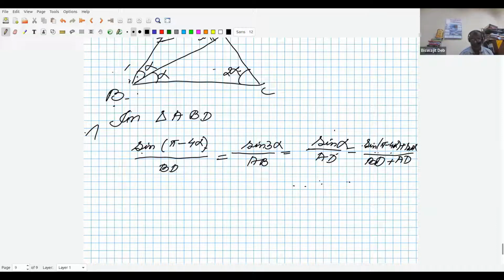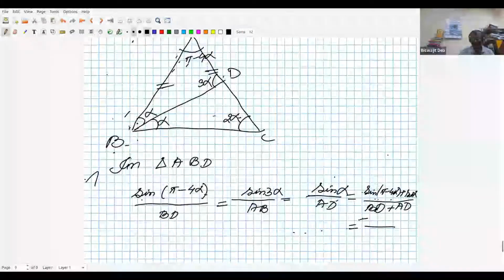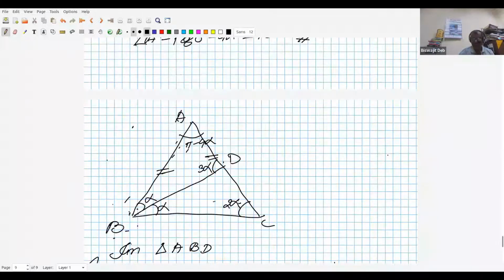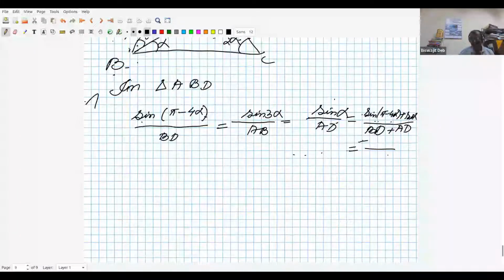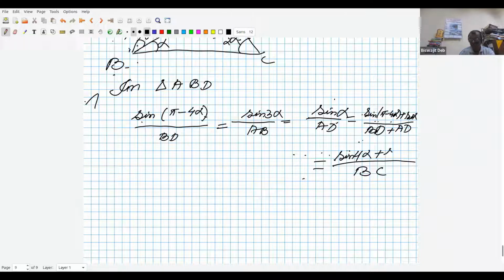And that gives you, what is BD plus AD? It is given, you see in the problem, what is BD plus AD given to be? BC, right? So we get it to be equal to, in the denominator, it is BC. But what is sine of pi minus 4 alpha? It is sine of 4 alpha plus sine alpha. Fine.